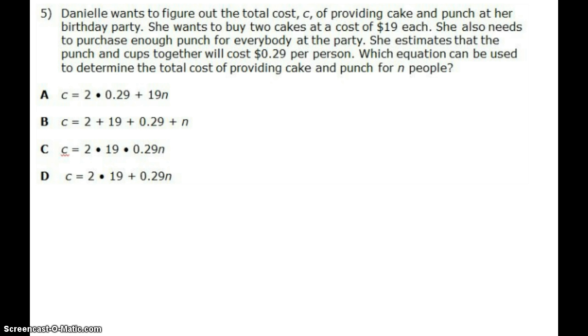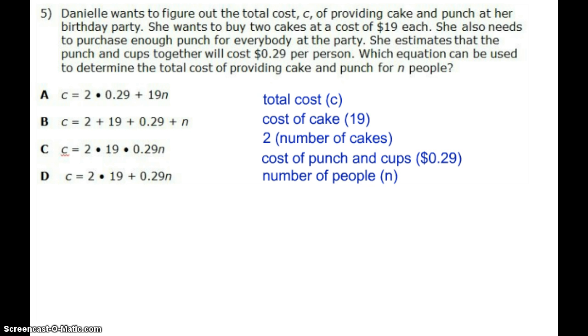Which equation can be used to determine the total cost of providing cake and punch for N people? That's N number of people. So pause the video, solve the problem, and record your answer.